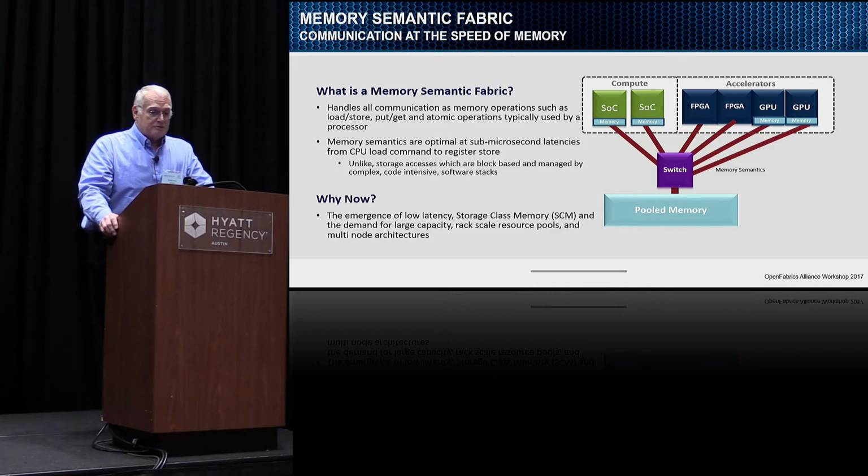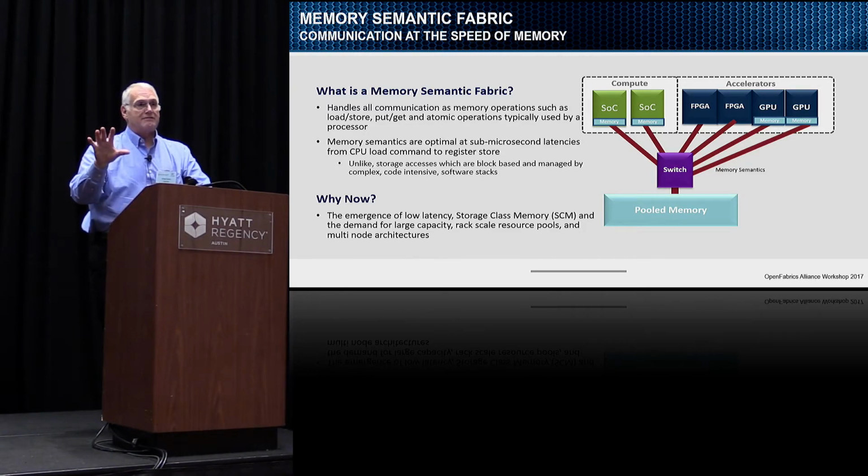Memory semantics are optimal at sub-microsecond latencies from the CPU load store to register. So that kind of gives you where we're talking about. Sub-microsecond. So we're talking about going through switches at about 30 to 40 nanoseconds. Why now? The emergence of low latency storage class memory and the demand of large capacity, rack scale resource pools and multi-node architectures make it demand. We'll get to some of the architectures we have in mind later, but we're talking about memory appliances as opposed to disk appliances.